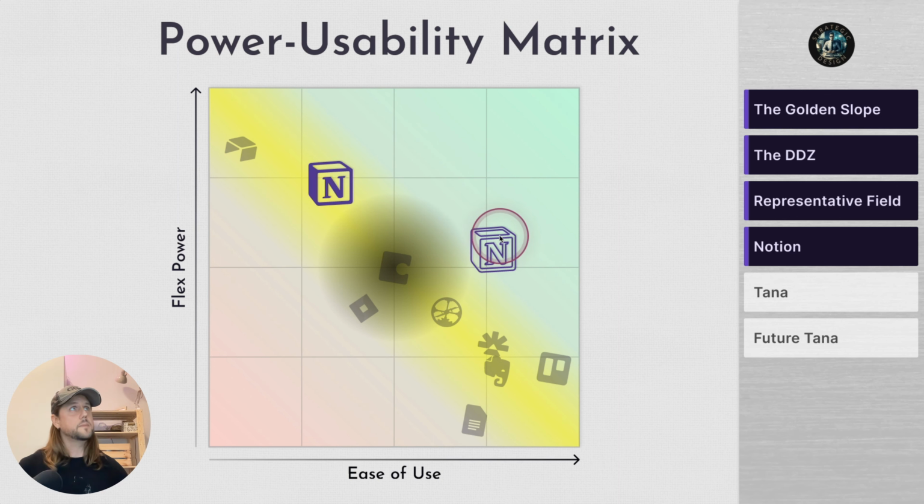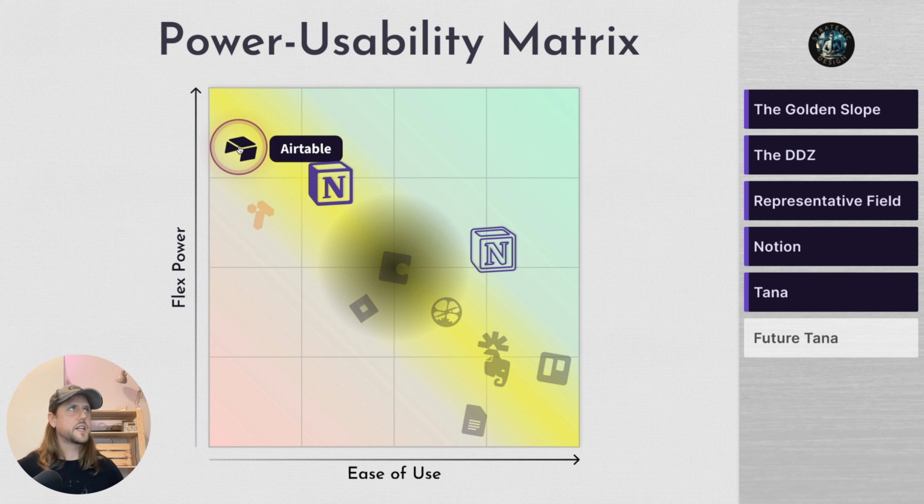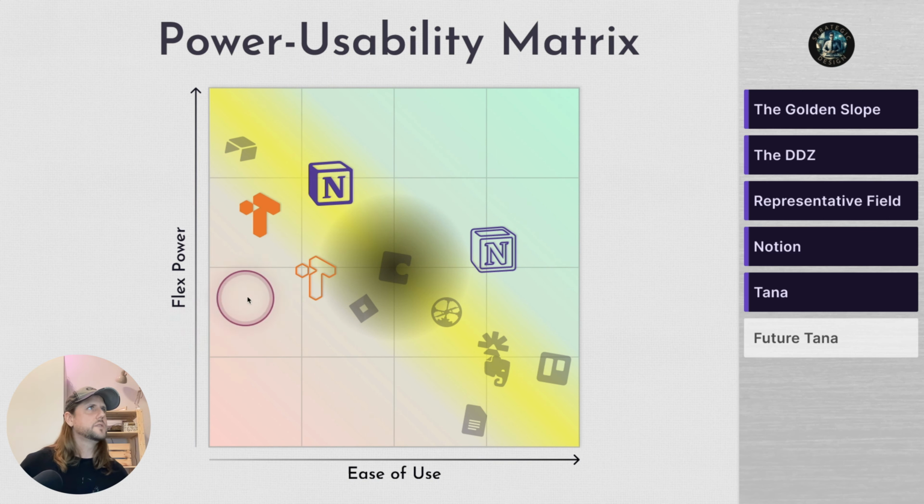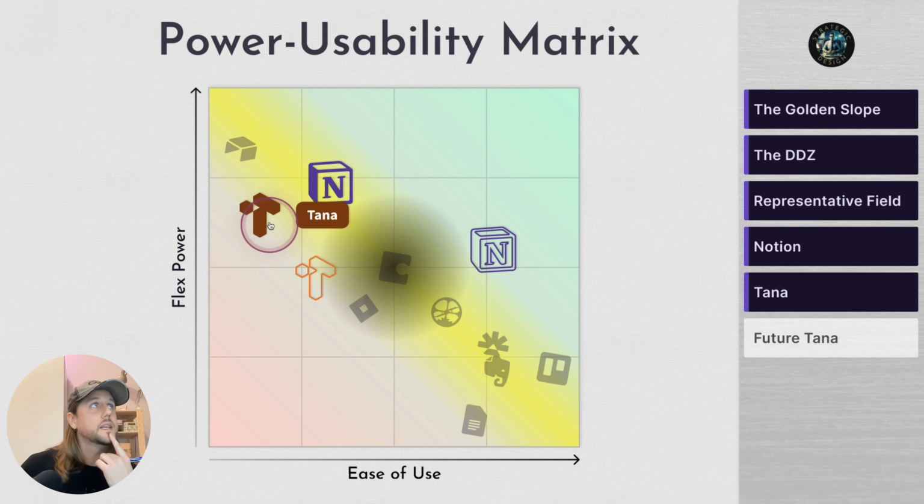All right, so I'll keep this up here. What about Tana? This is where I would place Tana today. It's in a similar ballpark as Notion and Airtable, but it's not as powerful and it's not as easy to use. It just isn't. When you look at what builders are able to do with Tana today, it's not as impressive, I would say, as what people are able to do with Notion. It's less powerful than Tana Prime, and it's only a little bit easy.